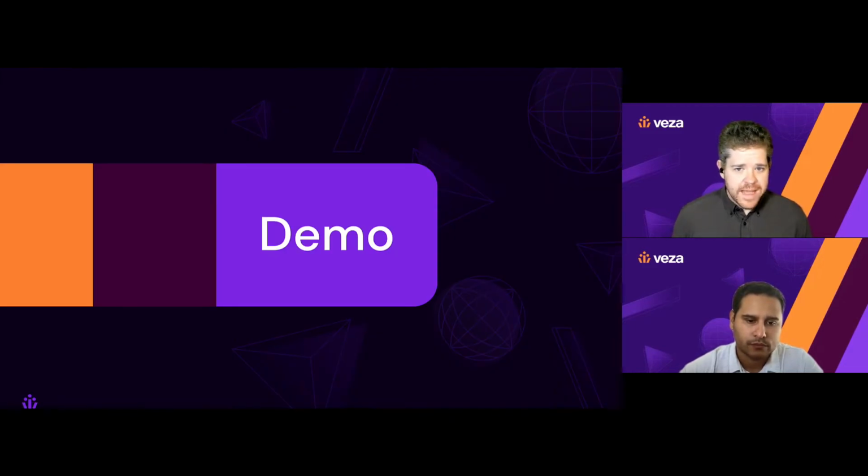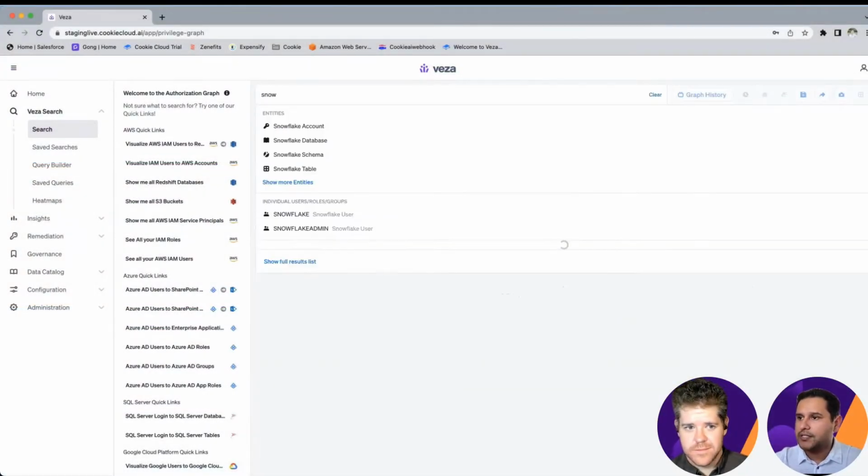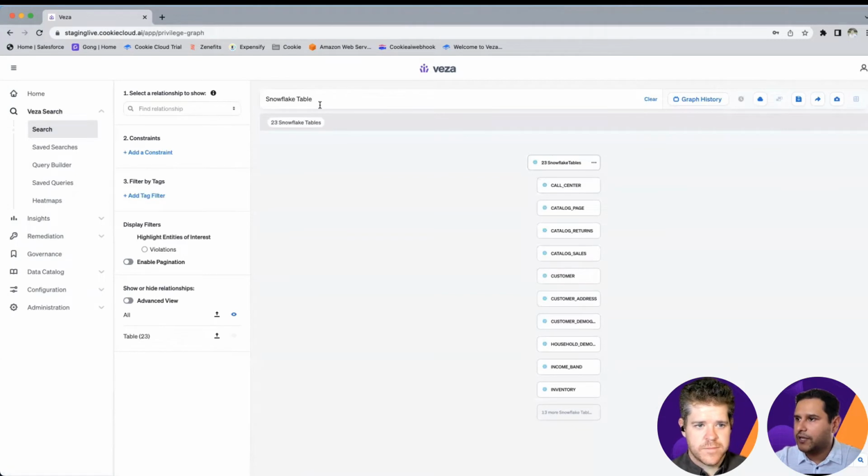Okay, Joe. So now that we've talked about what's making this hard, how can Veza make it easier? How can we cut through all this complexity and show the real direct relationships of identities to data? So let's start with Snowflake. Within Snowflake, I'll be able to search for all the Snowflake tables that exist within my environment. Once I've searched the Snowflake tables, I now have a full inventory of the 23 Snowflake tables that exist.